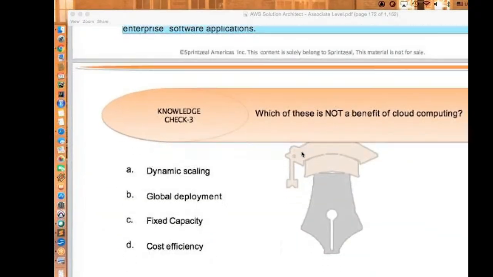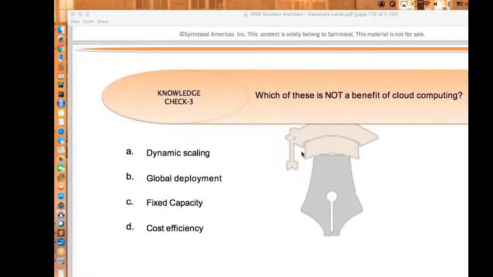Right. We have one more question here, which is: which of these is not a benefit of cloud computing? So this is in general, not even about AWS. In general, which is not a benefit of cloud computing? Which is not a benefit? I know cost efficiency is a benefit.